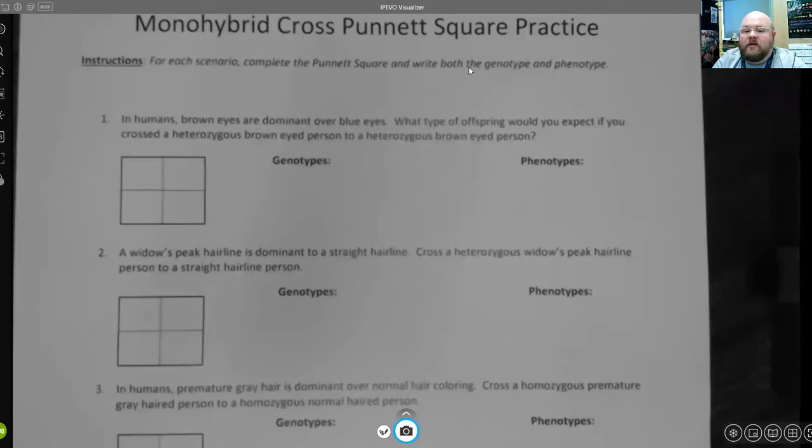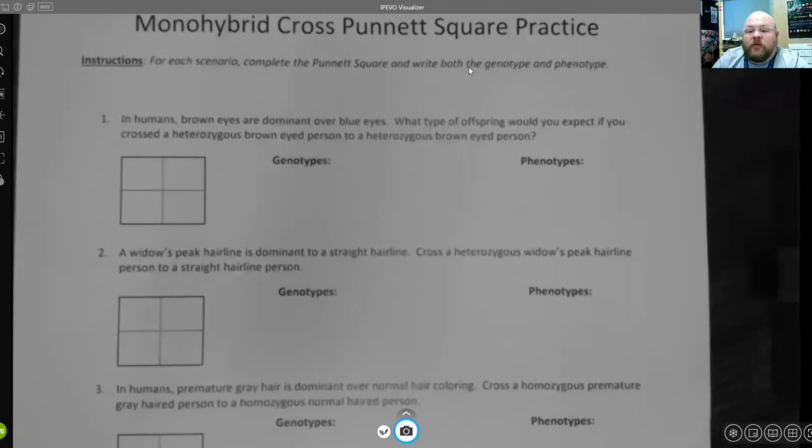Okay, now that you have taken a look at that information, let's look at how to work through Punnett squares, some monohybrid Punnett squares. I'll do a couple examples for you. And yes, these are the exact examples from your assignment. So for the first couple, you're going to see how to do them.